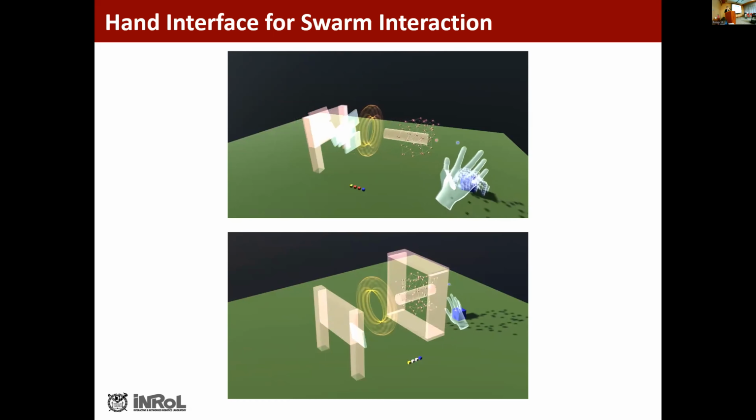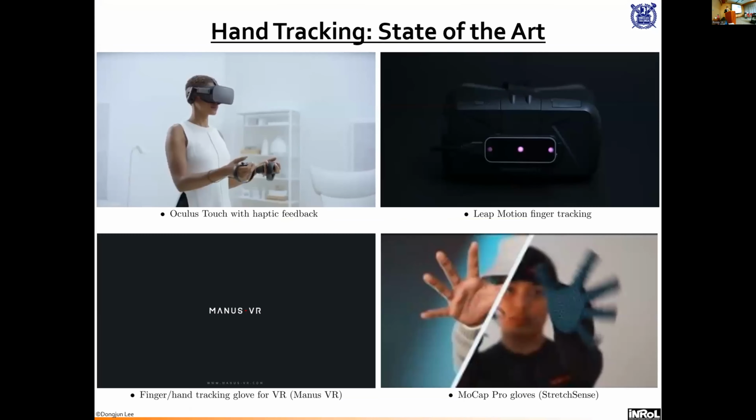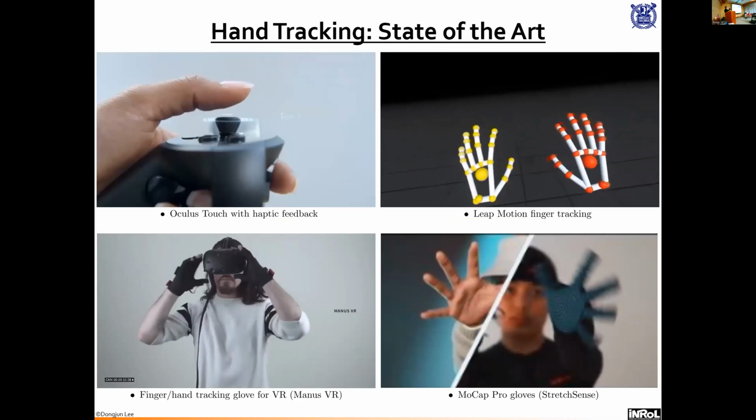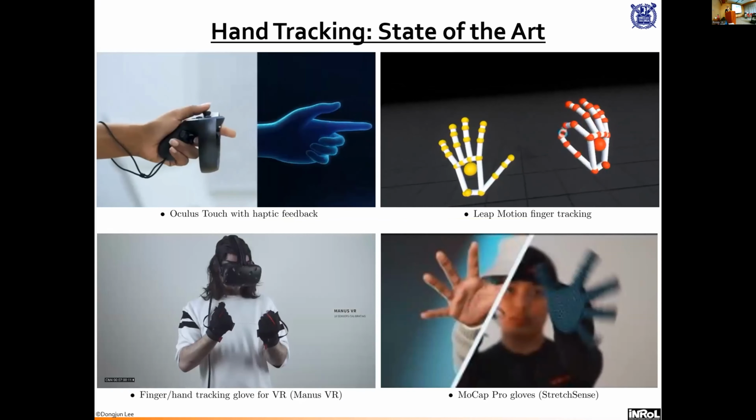So in order to implement this kind of system, the prerequisite is we need to track the motion of a finger, right? So now, in order for you also to try this direction of research, I will just give an overview of the state of the art of hand tracking technology. So this one is Oculus. This is a commercial product.